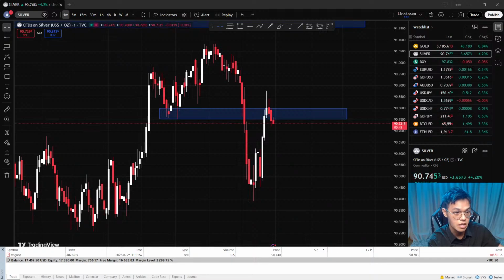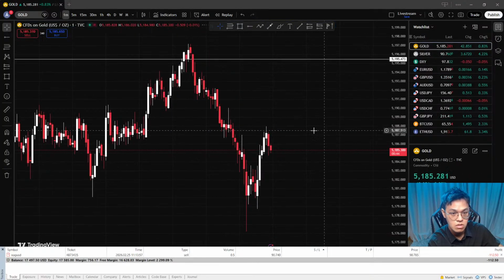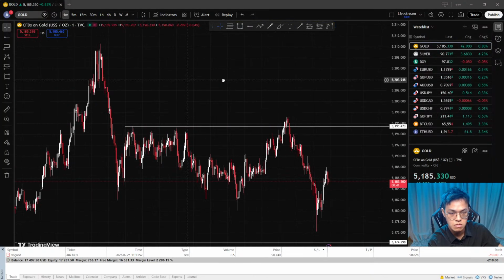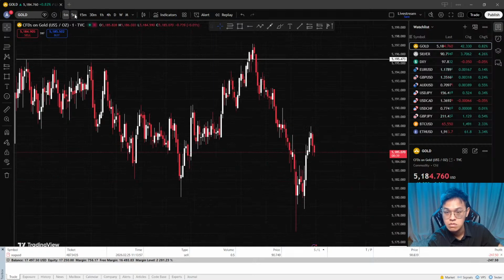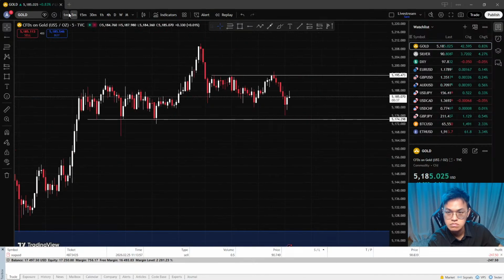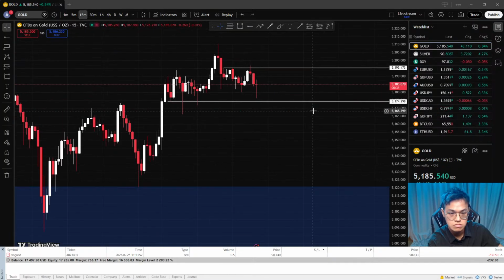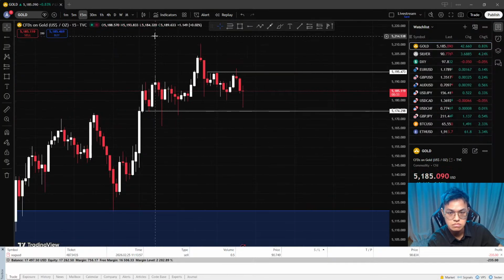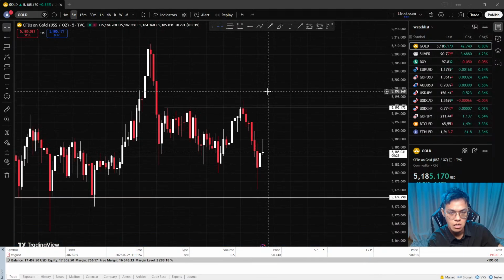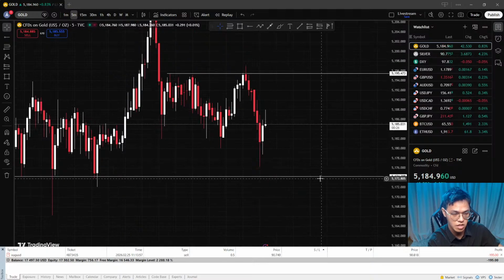So how about gold? Let me see. Guys, the price almost touched this support level, this ranging level.